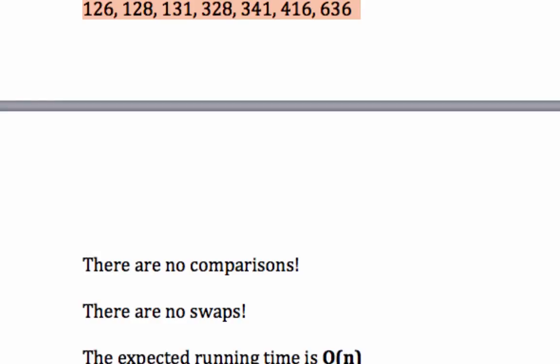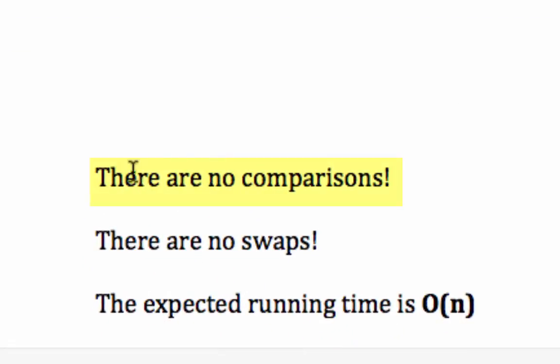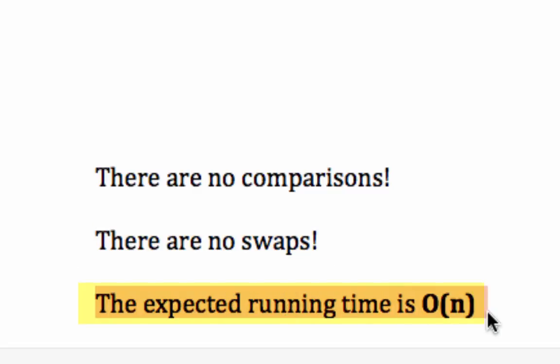So let's do some analysis. First thing to notice is that we didn't compare the values. We didn't ask the question, is this value greater than or less than the other? The second very important aspect of this technique is that we didn't swap. We didn't insert values here and then move them down. We simply created groups or buckets as we went through the algorithm. Therefore, the expected running time is n.